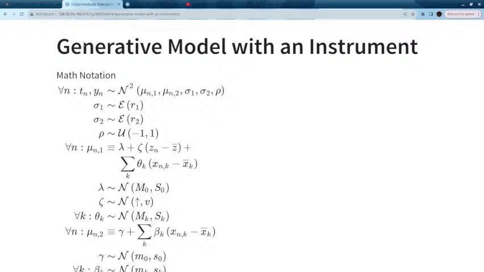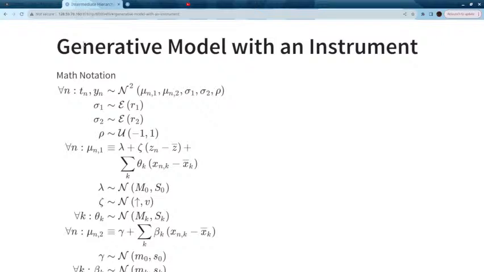So what does a generative model look like? Possibly approach this from a Bayesian perspective. So we're going to model the treatment variable and the outcome as bivariate normal. And so we've got all these parameters, and they're going to have priors. The linear predictor for the first one, which is for the treatment variable, is going to depend on z, which I'm calling the instrument, in addition to x.